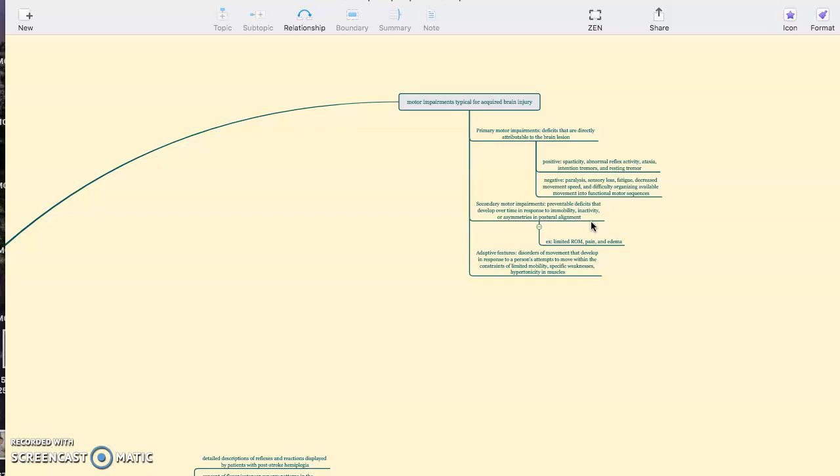Secondary motor impairments are preventable deficits that develop over time in response to immobility, inactivity, or asymmetries in postural alignment, examples being limited range of motion, pain, and edema. Adaptive features are disorders of movement that develop in response to a person's attempts to move within the constraints of limited mobility, specific weakness, and hypertonicity in muscles.